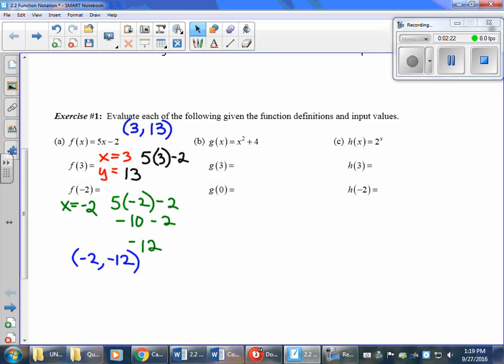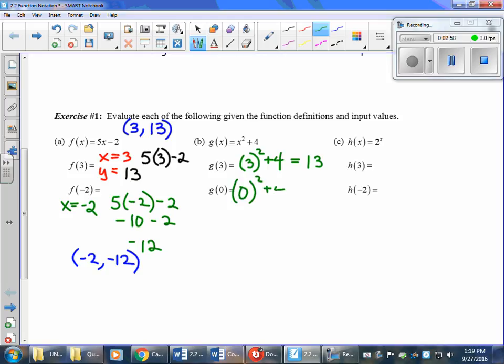So why don't you pause for a minute and give B and C a try and see if you can come up with what g of 3 is and g of 0 is, and the same thing for C. So hopefully you came out with 3 squared plus 4, which is equal to 9 plus 4, which is 13. And then g of 0 is 0 squared plus 4, which is 0 plus 4, which is simply just 4.